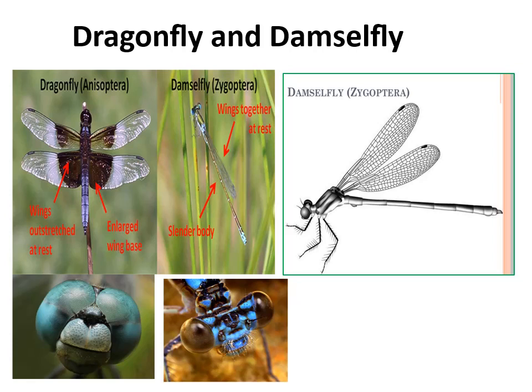In case of the Anisoptera, dragonflies are included, and in case of the damselflies, they come under the Zygoptera. So how can we differentiate between the Zygopterans and Anisopterans? That is the major thing in this particular slide.